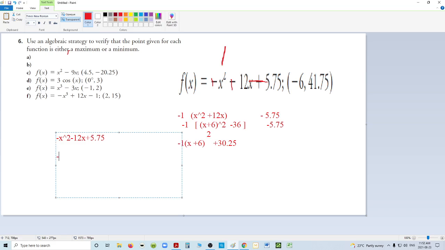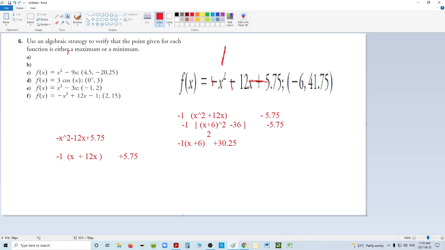So when I take the minus 1 out of the front, I get x squared plus 12x. And over here, I'm just leaving the 0.75. Oh, I know what I did. I shouldn't have been changing the sign of this 0.75. I'm only taking the minus 1 out of the first two terms.